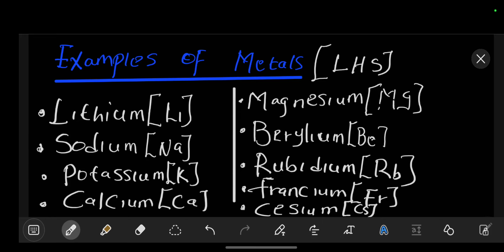So please just commit these examples of melters to memory. They're extremely important. You know them, lithium all the way down to cesium. And by the way, francium and cesium are the two most reactive melters in chemistry. Now let's move on to examples of non-melters.